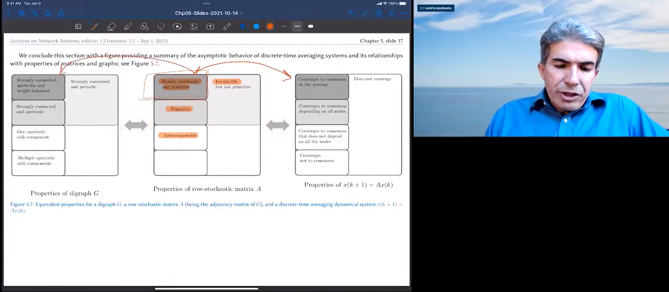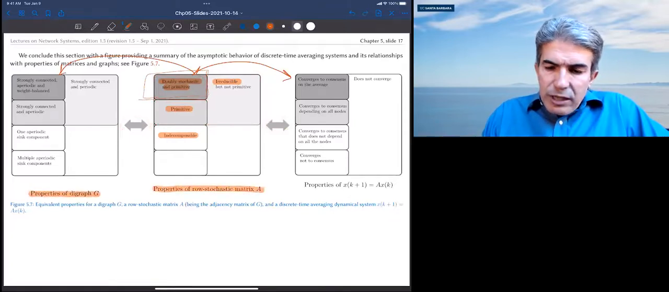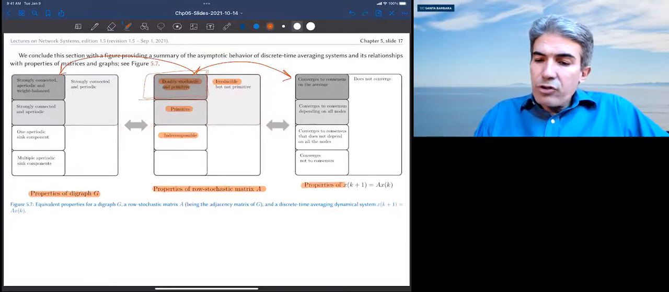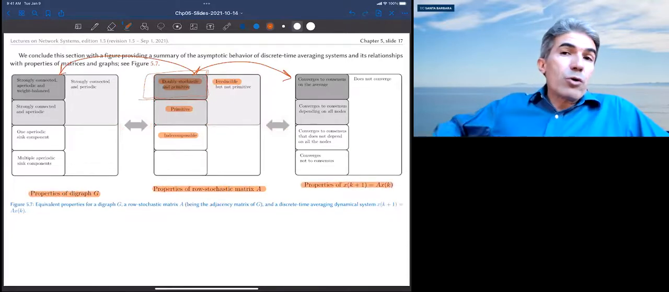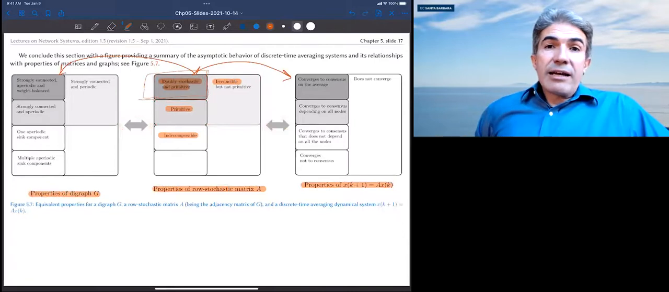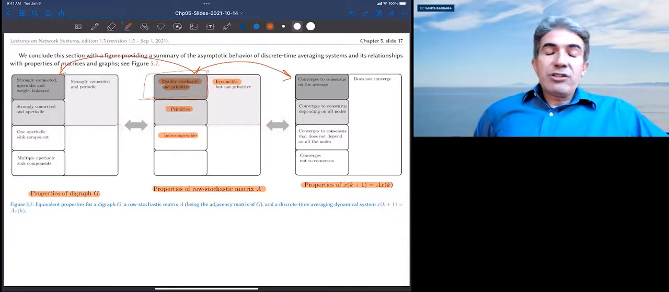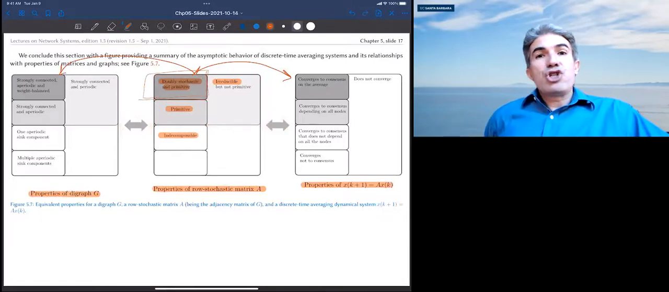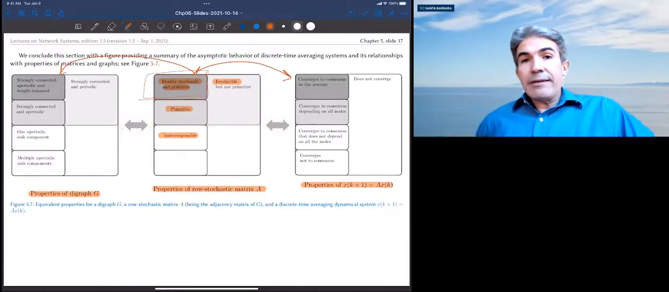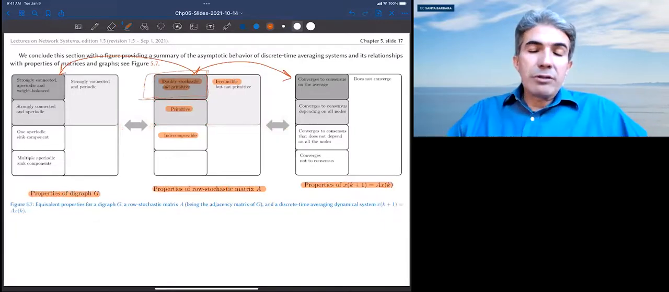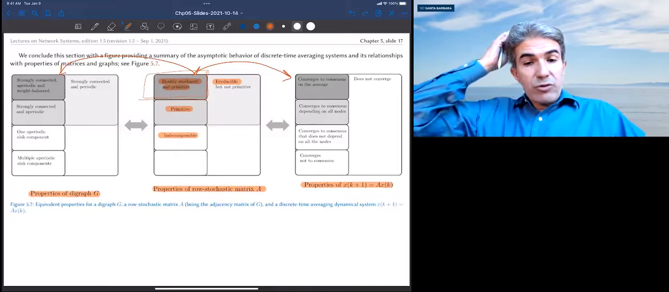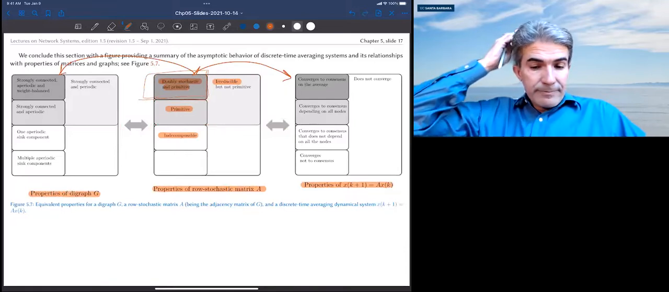And so here what I'm listing are properties of the directed graph, properties of the row stochastic matrix A, and properties of the averaging algorithm. These are all connected to one another. The digraph: A is the adjacency matrix of G, G is the digraph associated to A, and once you have the averaging system, of course, you can extract the matrix A. So these are all in one-to-one correspondence, right?